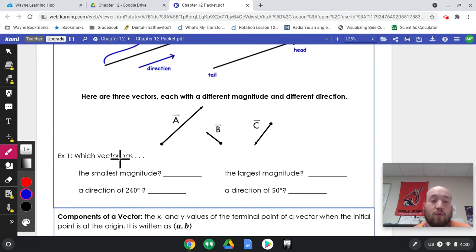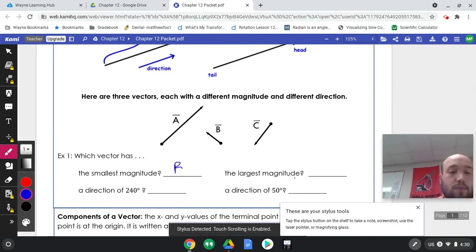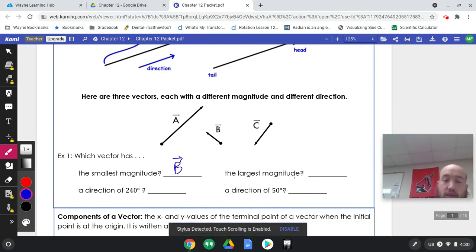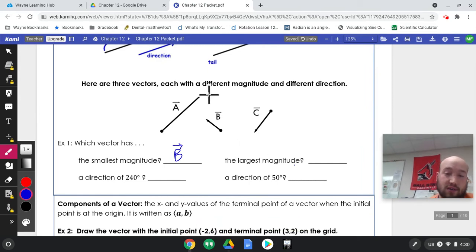So if we look here, which one has the smallest magnitude? Either A, B, or C. Hopefully you can see B is the shortest in length, so it has the smallest magnitude. Now which one has the largest magnitude? We look, A is clearly the longest.